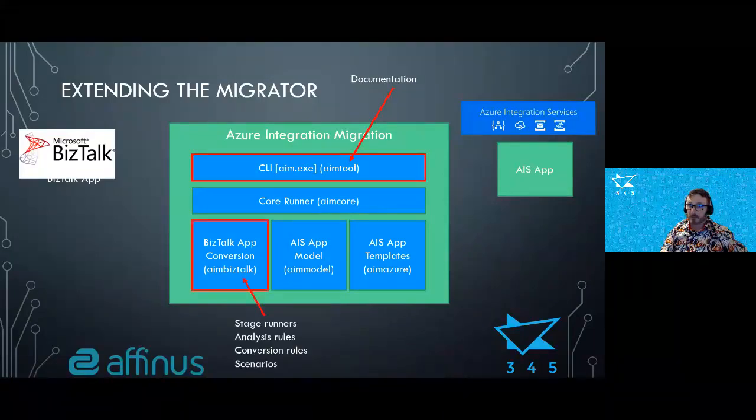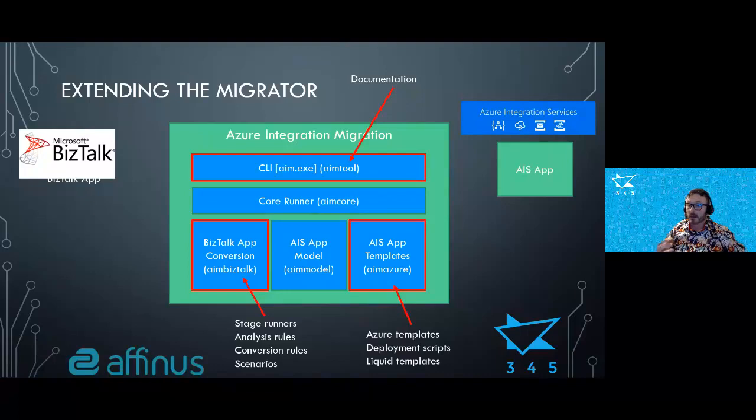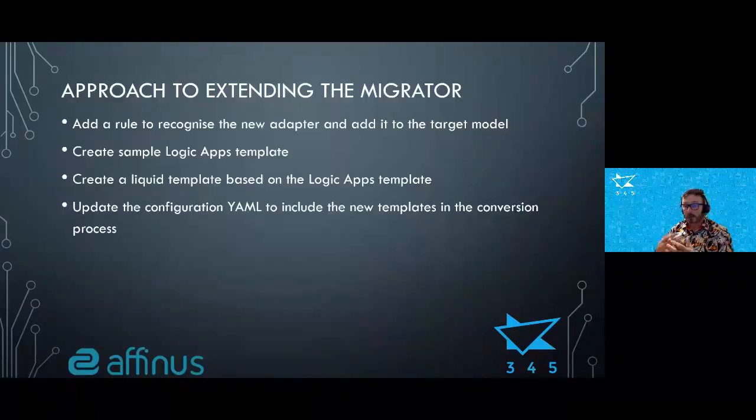There is a library called AIM BizTalk, which has all the rules and all the BizTalk specific things, the scenarios, all the conversion rules, and the conversion configuration, importantly. And then if you go to the AIM Azure project in GitHub, that's got the Azure templates and the deployment scripts. So those are the places that you're going to have to interact with to actually extend the tool. And we're going to go through that.